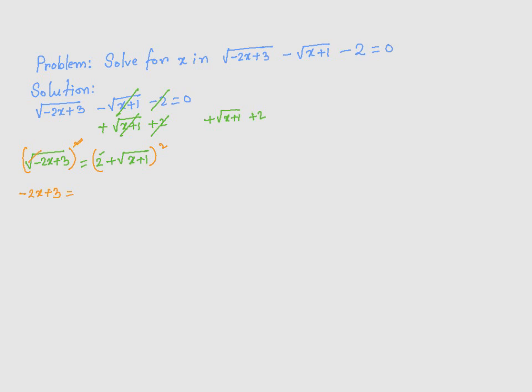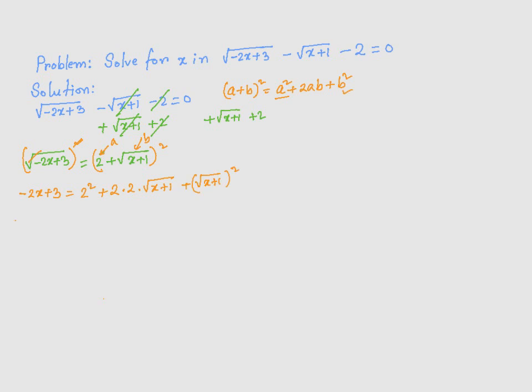But on the right hand side, I have to use the perfect square formula. Remember the perfect square formula: a plus b whole square is equal to a square plus 2 times a times b plus b square. I'm going to be using this formula. In my context, this is my a and this is my b. So it's going to be a square, meaning 2 square, plus 2 times a times b. 2 times a is 2, times b is square root of x plus 1, plus b square, this b square, square root of x plus 1 whole square.